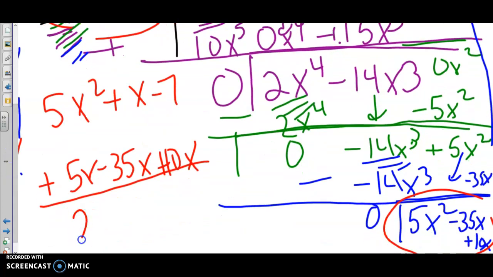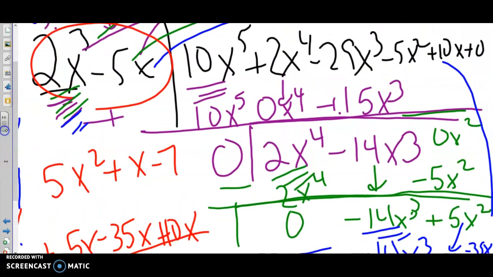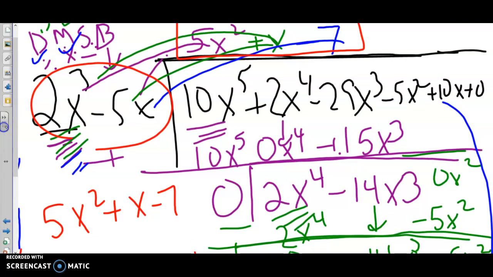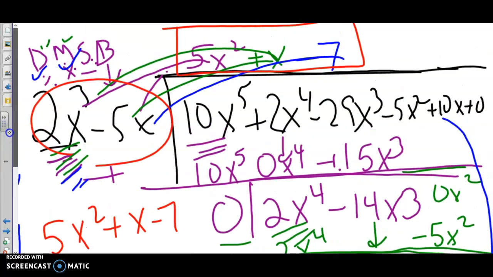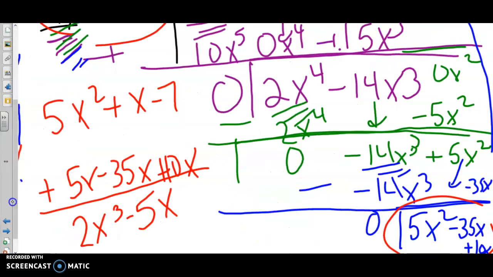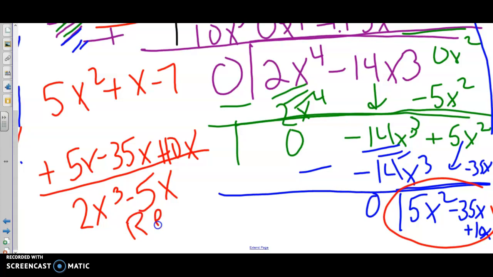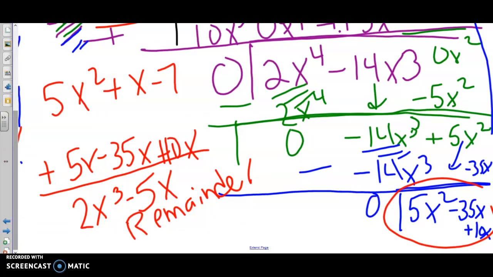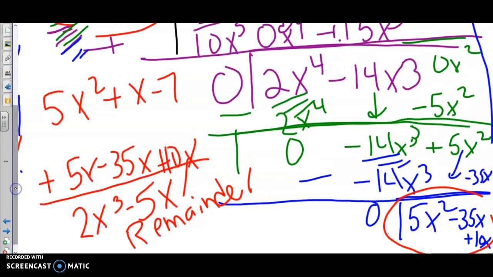So it's going to be 2x cubed minus 5x. So that's our whole number part of our answer, our quotient. That's our quotient right there. And this right here is our remainder. Don't forget, we have to put the divisor in the denominator of our remainder. And that goes down here, all right?